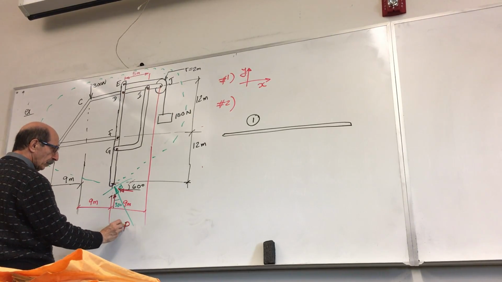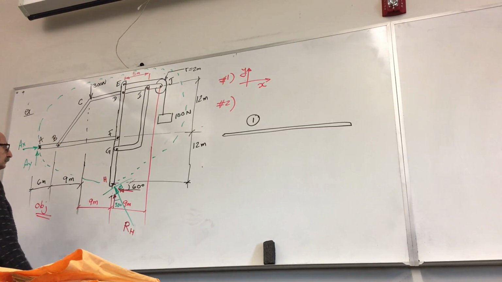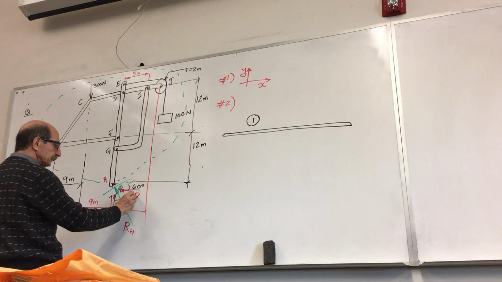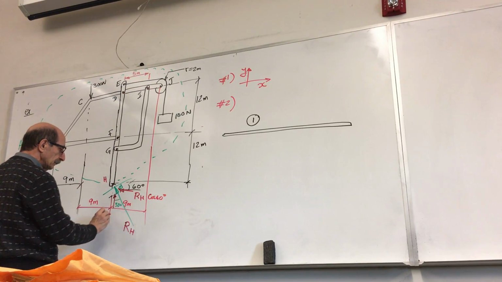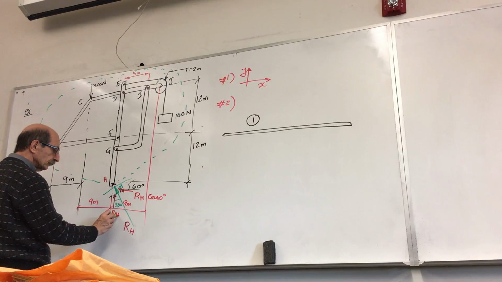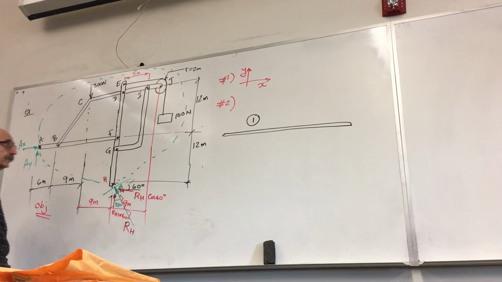If I call this R at H, right, that's what that was labeled. So this would be RH cosine of 60. This is RH sine 60, okay? So that's the free body diagram of the whole structure. Now I'm going to take things apart.